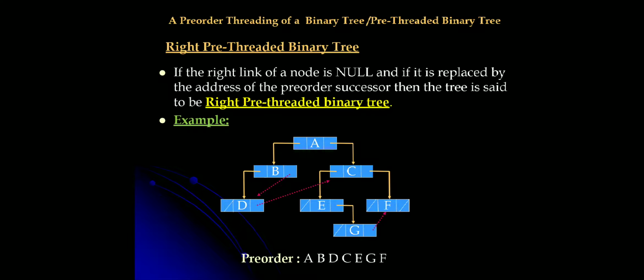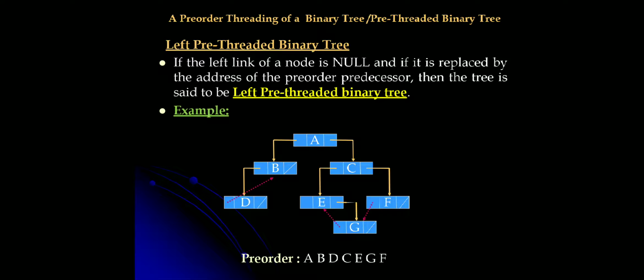Similarly, for node B, the successor is node D. So the right child field of node B holds the address of the pre-order successor, which is node D. Similarly, for node G, the pre-order successor is F. So the right child field which was null is now replaced with the pre-order successor, that is node F.